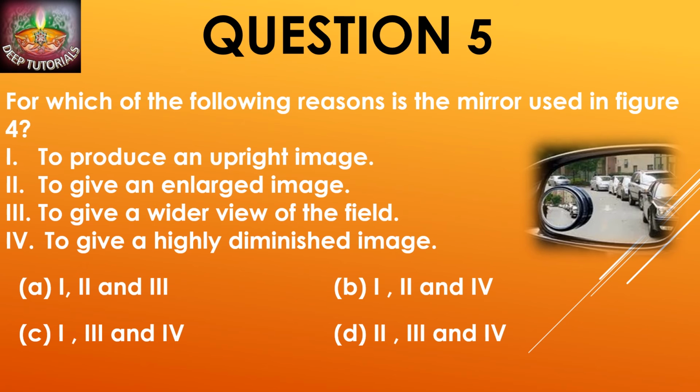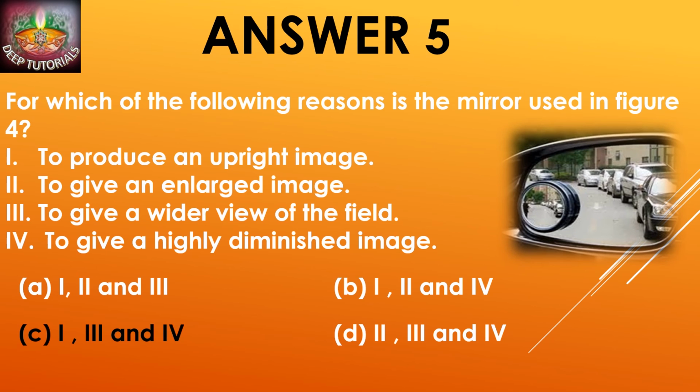Moving on to the last question, 5. For which of the following reasons is the mirror used in figure 4? First, to produce an upright image. Second, to give an enlarged image. Third, to give a wider view of the field. 4. To give a highly diminished image. Our options are A. 1, 2 and 3, B. 1, 2 and 4, C. 1, 3 and 4, D. 2, 3 and 4.